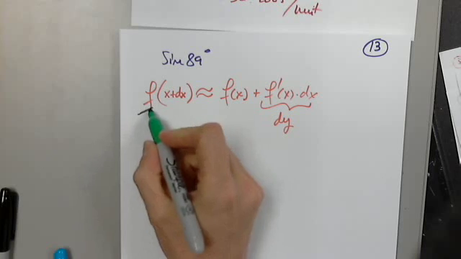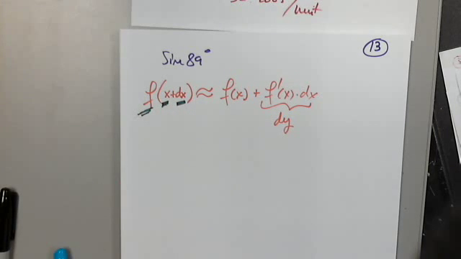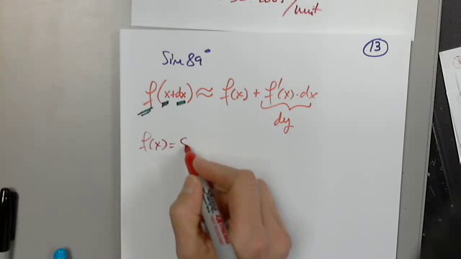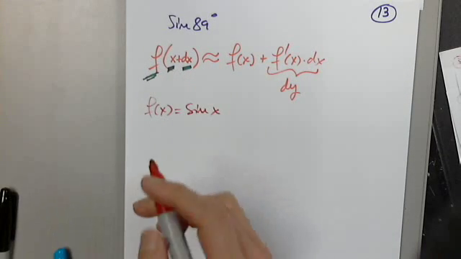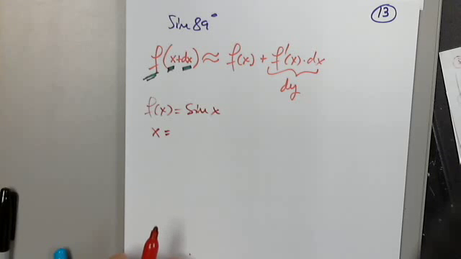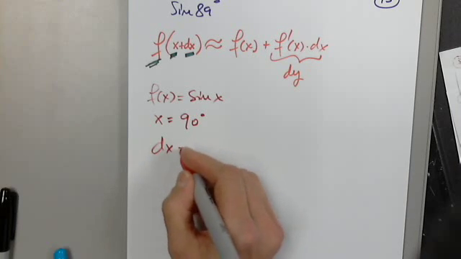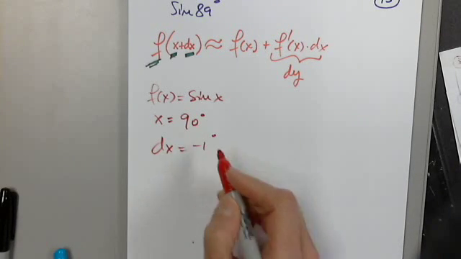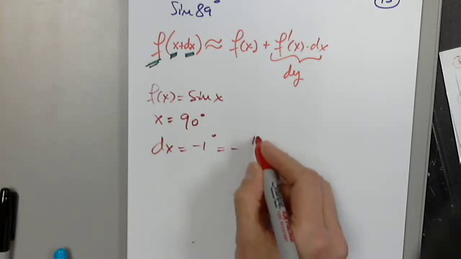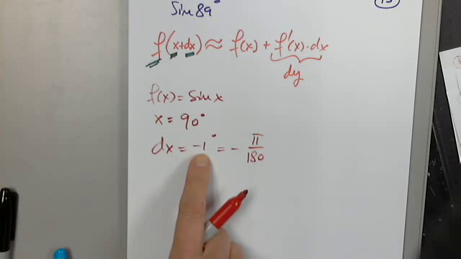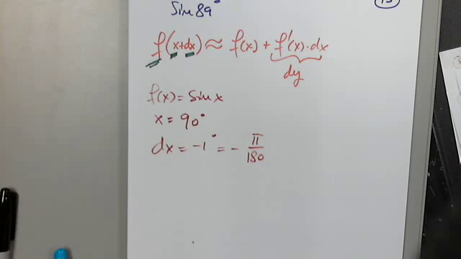Now I have to identify the function, I have to identify x, and I have to identify dx. So what is the function that we are looking at? Very good. It is sine x. Perfect. What is x that we are looking at? 90 degrees indeed. Very good. And how much is dx? Perfect. Negative 1 degree. I don't want to forget this is the same as negative pi over 180, because I'm not going to put negative 1 degree in any trig function. So it has to be changed into radians.